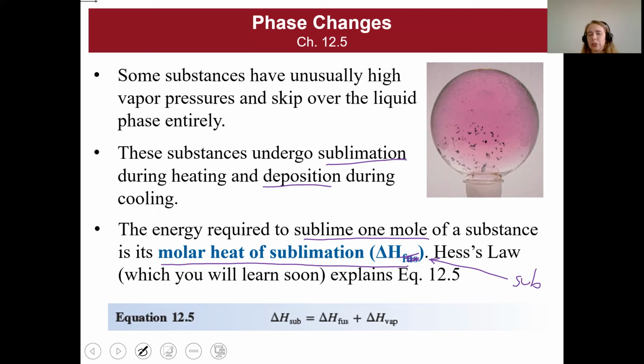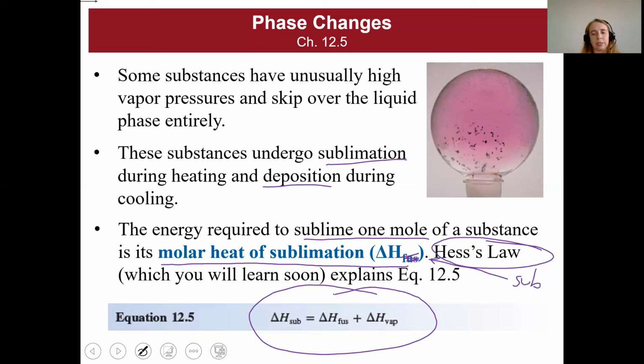And you're going to soon learn something called Hess's law in chapter 10. When we jump back to chapter 10, you're going to learn Hess's law, which will explain this equation for you in more detail. But basically, this might be kind of self-explanatory. You might understand it already because it's pretty straightforward. The delta H of sublimation is equal to delta H of fusion plus delta H of vaporization. And that's because we're going from solid to liquid to gas.